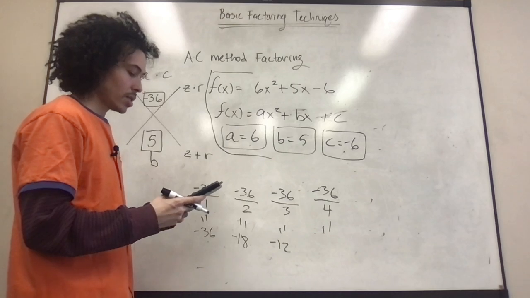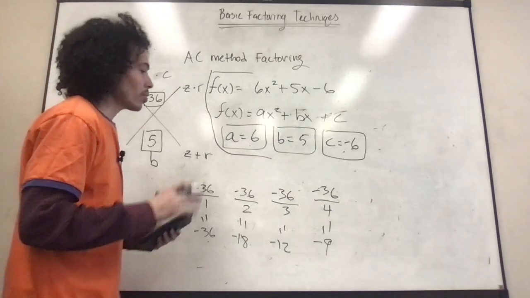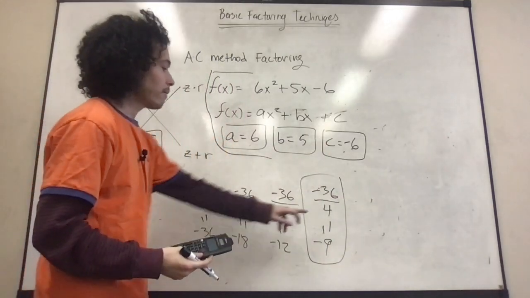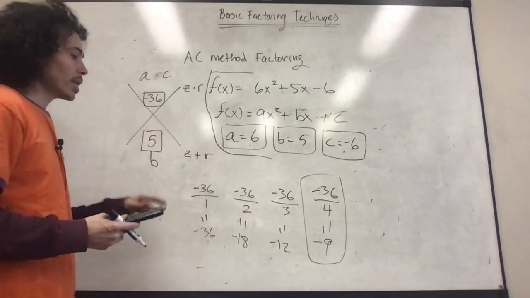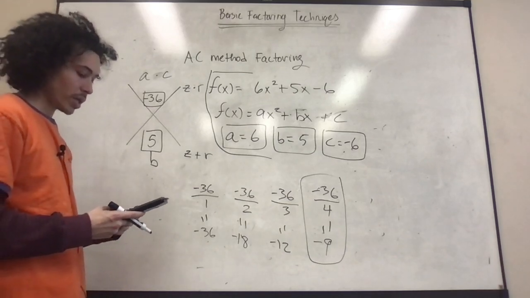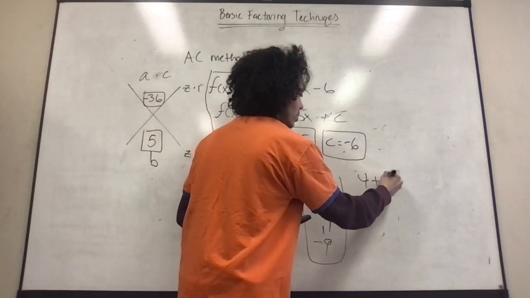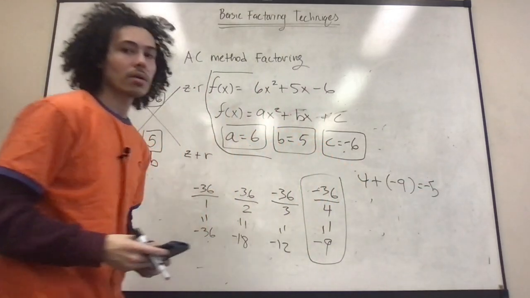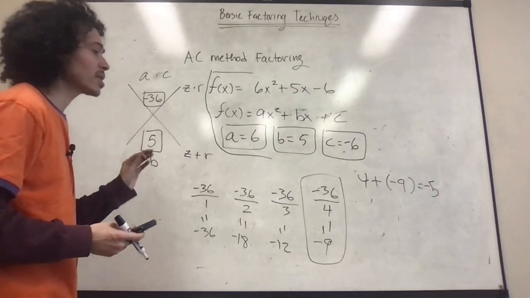Now negative 36 divided by 4 is equal to negative 9. So now we've stumbled onto something here. We have 4, and then we have negative 9. Does adding up negative 9 to 4 give you 5? Well, let's see. 4 plus negative 9 is equal to negative 5. We want a 5. We don't want a negative 5. We want a positive 5.